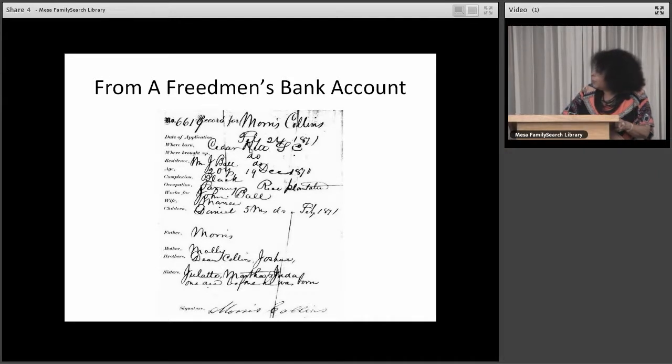He was born in Cedar Hill, South Carolina, brought up in the same place, the residence of Mr. Ball. If any of you have read the book Slaves in the Family, the Balls owned approximately 20 plantations in South Carolina. And Edward Ball wrote the book Slaves in the Family.